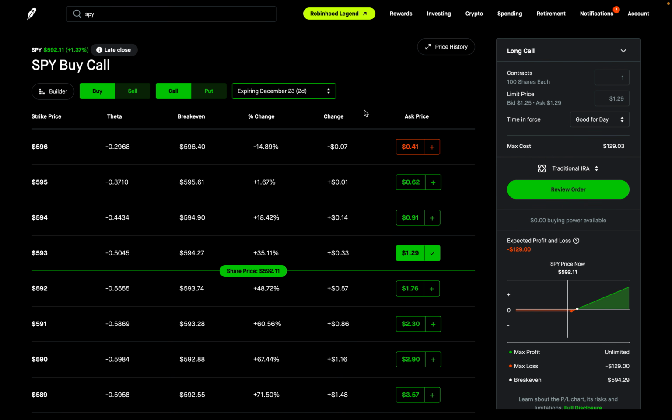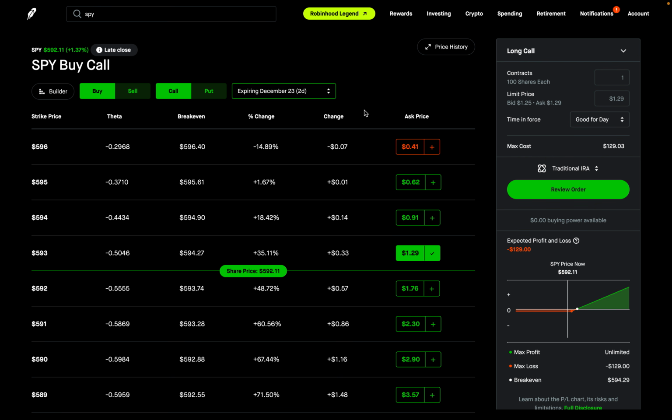And the reason for this is, remember, time influences the premium of an option. And so the longer the contract has until expiration, the more expensive it will be, as the holder has more time for the stock to move above or below the strike price they selected for their call or put option.